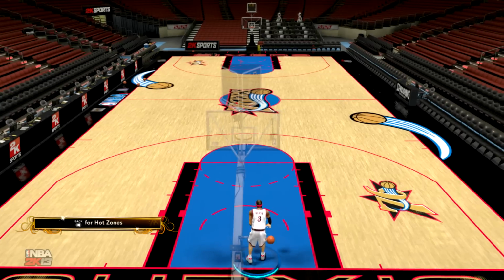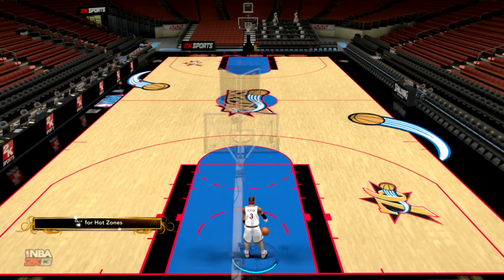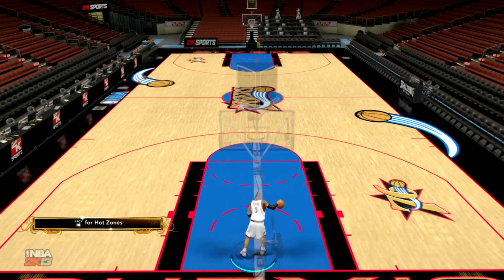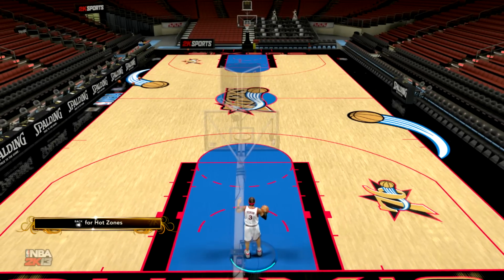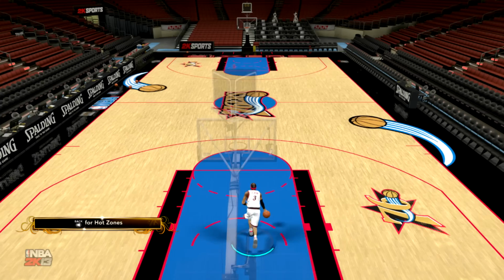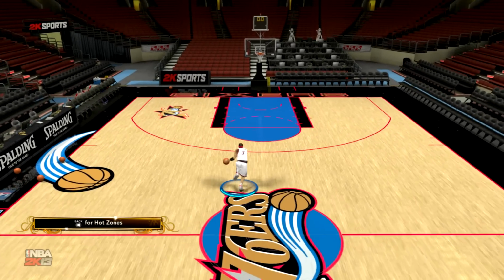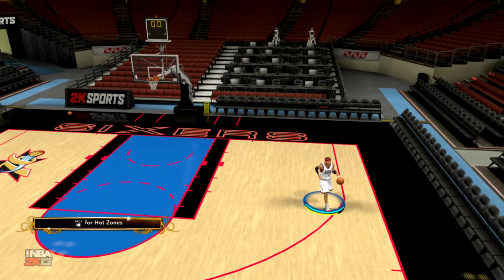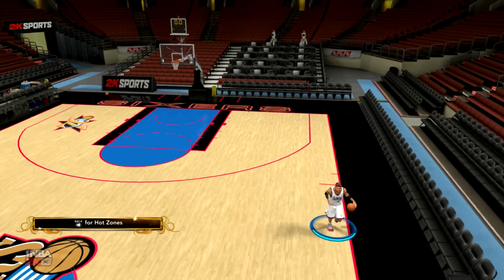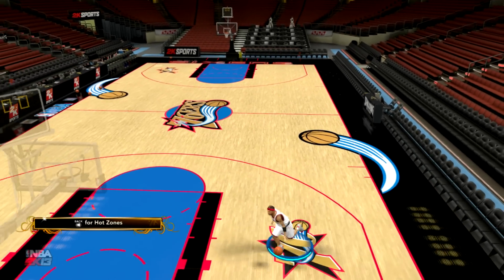So the first dribble move is the crossover. It's probably the easiest one out of all of them. All you're going to do for the crossover is move the right stick to the non-ball hand, just like the standing crossover, but you're going to be moving this time. So it's very, very easy. So yeah, the crossover is probably the easiest one.